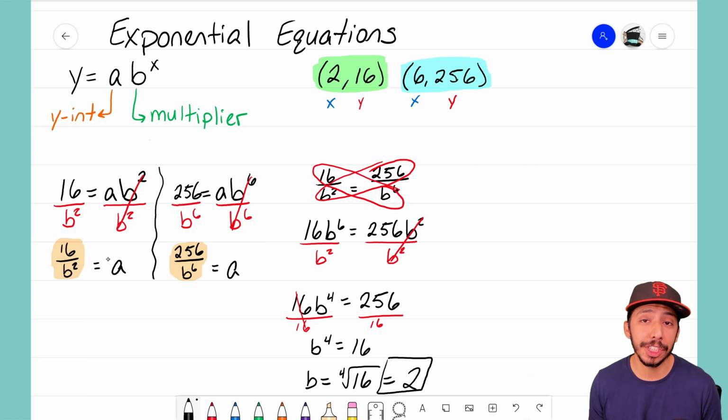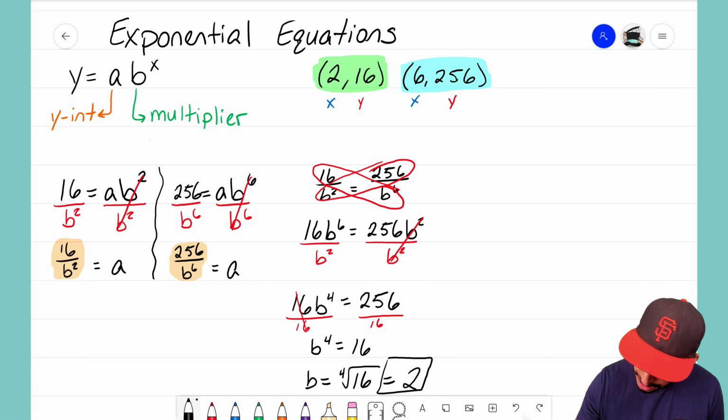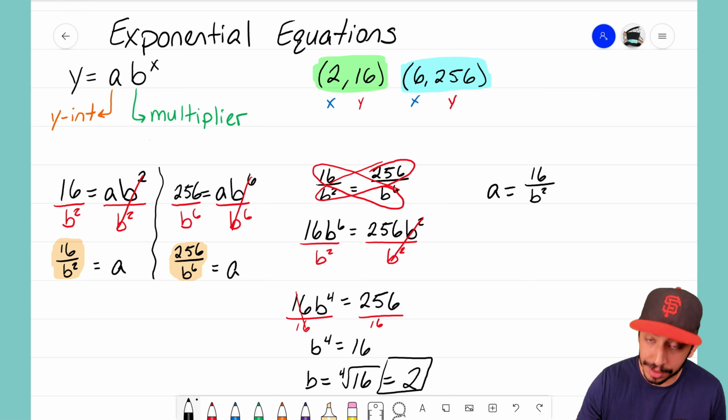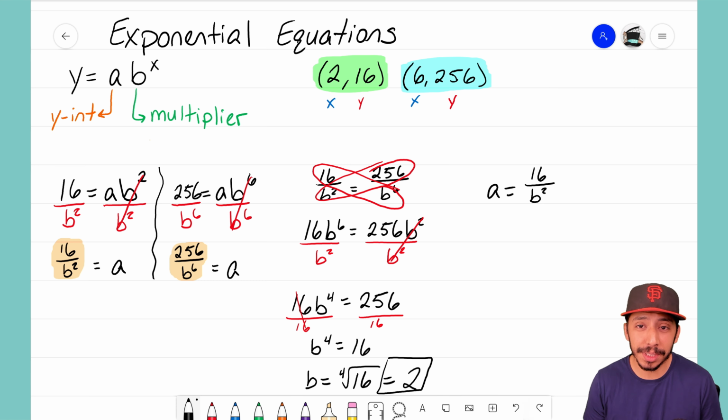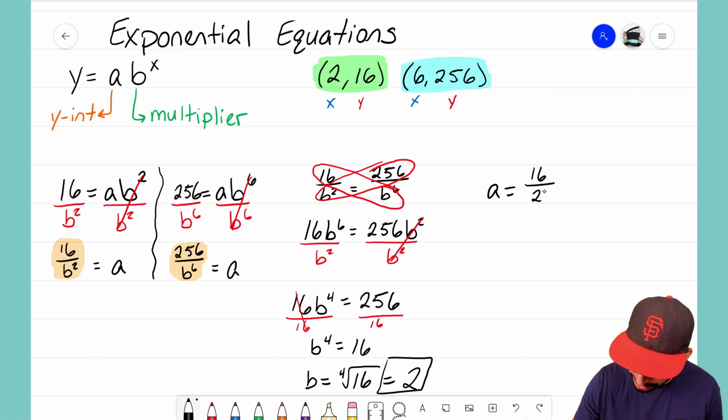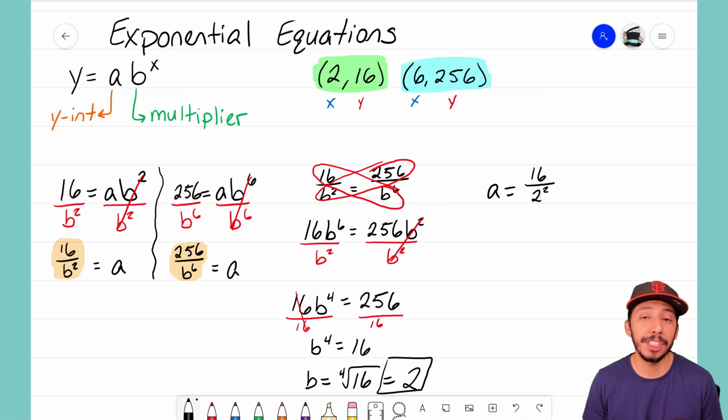Remember, we have two equations here that represent a. I get to pick which one I want to use now. It really doesn't matter which one I use. So I'm going to go ahead and pick the one on the left because it looks a little easier. And so for that, I'm now going to write that I know that a equals 16 over b squared. But I know what b equals now. We solved for b. b equals 2. So instead of writing b squared, underneath that, I'm going to change b to a 2. So it's just 2 squared.